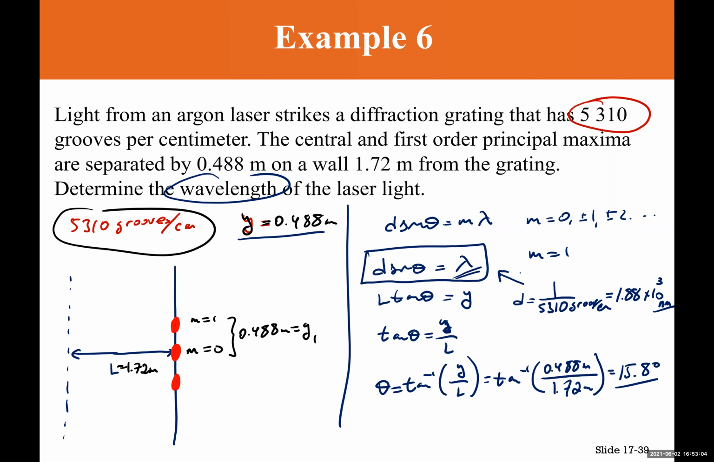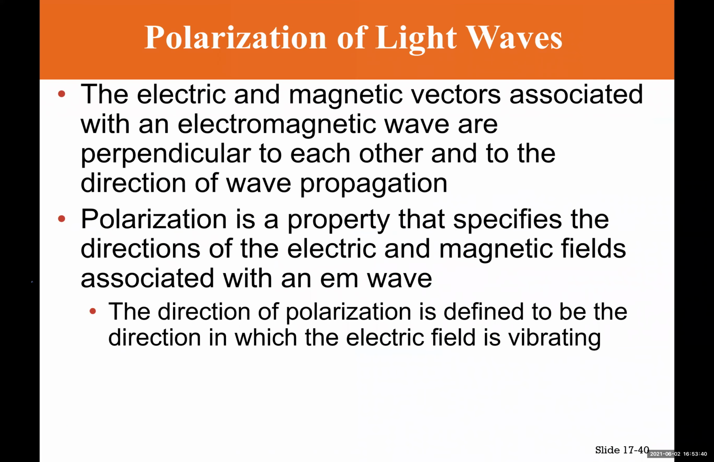Because I know that the wavelength of the light is going to be some nanometers. Then when I write wavelength equals d sine of theta, now my d is 1.88 times 10 to the 3 nanometers, times sine of 15.8 degrees. So my answer will be 514 nanometers. That means I can calculate the wavelength of the light, and it's 514 nanometers. So it's roughly a green color, right?